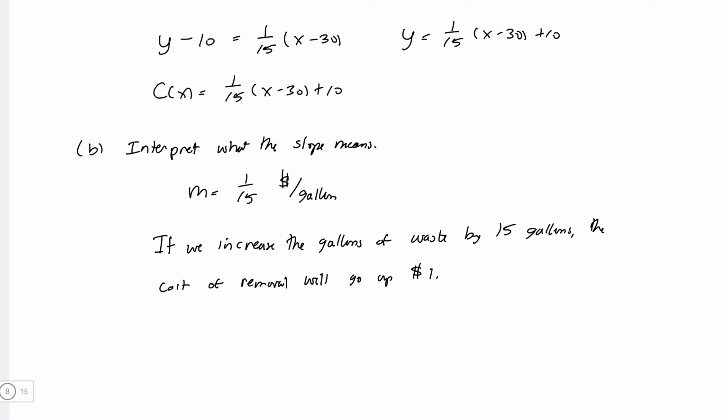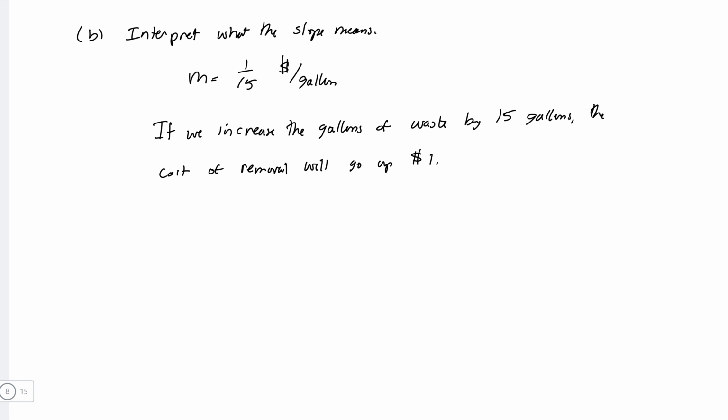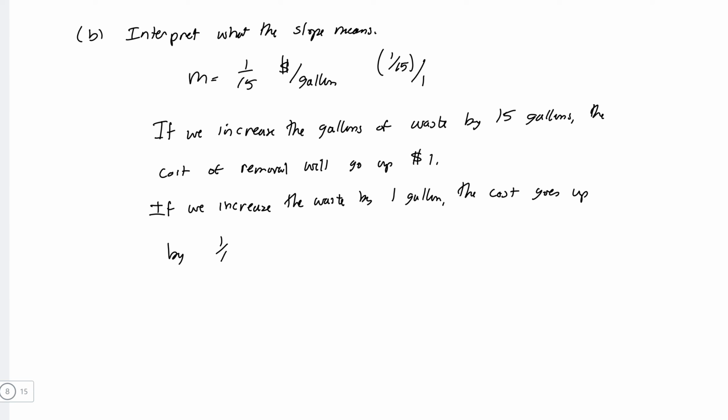The other way to think of it is maybe we don't want to have to increase by 15. We want to increase by just a gallon at a time. In this case, we can think of this as 1 over 15 divided by 1, so that way we only increase the gallons by 1. If we increase the waste by 1 gallon, the cost goes up by 1 over 15 of a dollar.